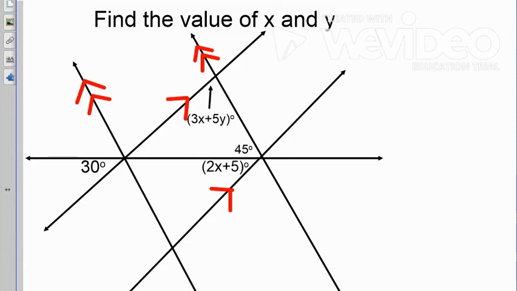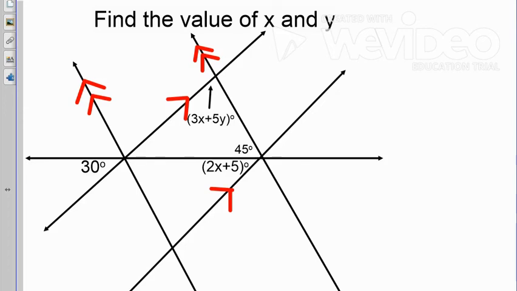Okay. So we have one angle that's 30 degrees, one angle that's 45, one that equals 2x plus 5, and the other 3x plus 5y. So we need to find the value of x and y. So this is similar to that warm-up problem that we did at the beginning of the video. So we're going to use what we know about angles to solve this, okay? So we have parallel lines and a couple of transversals, okay? So how could we start?